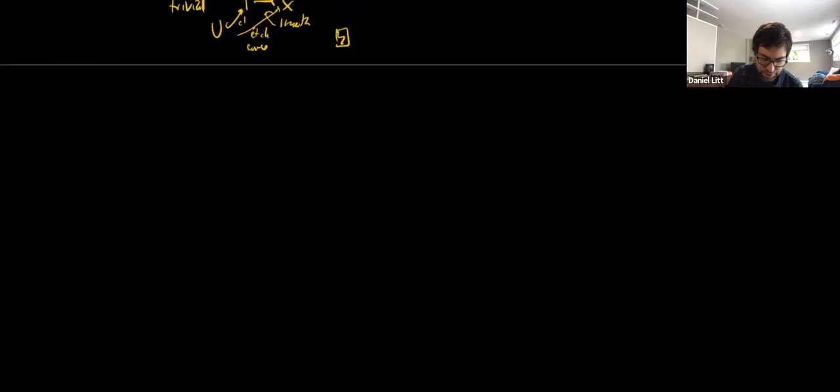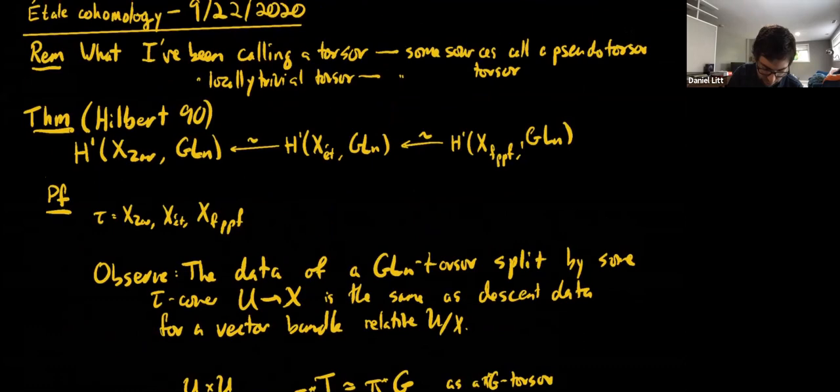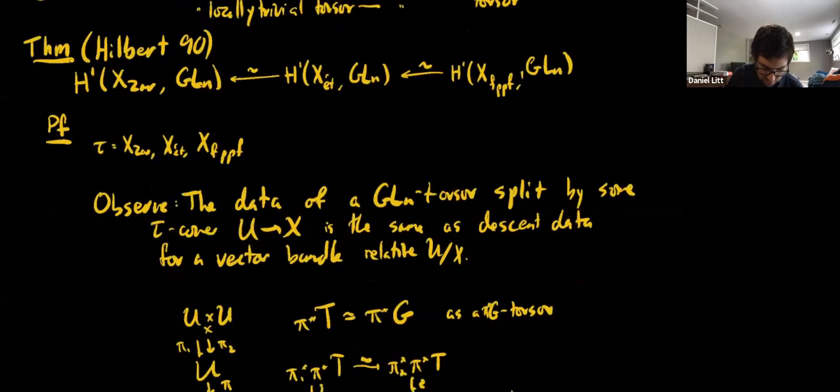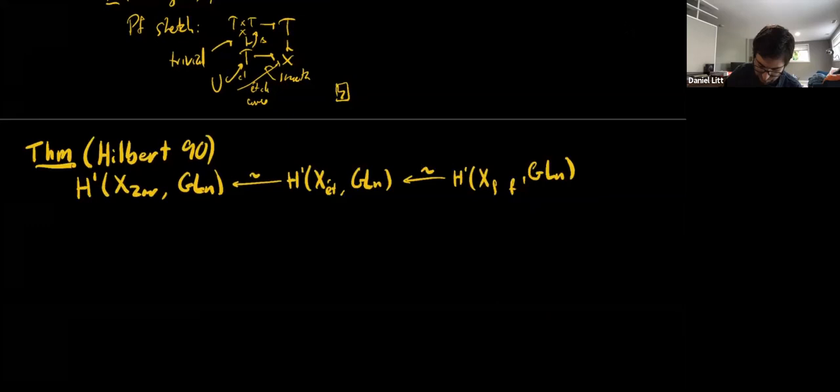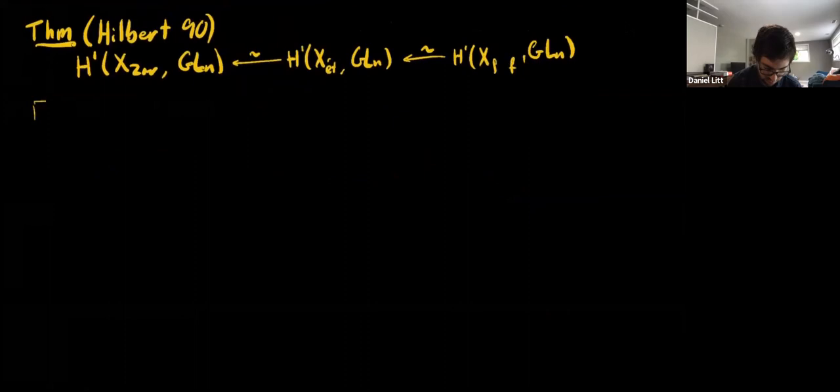Okay, so let's talk about this theorem here. Let me maybe copy and paste it. So let's talk about what this means. Let's do some examples. The easiest example is where X is Spec K. Let's suppose n is one.